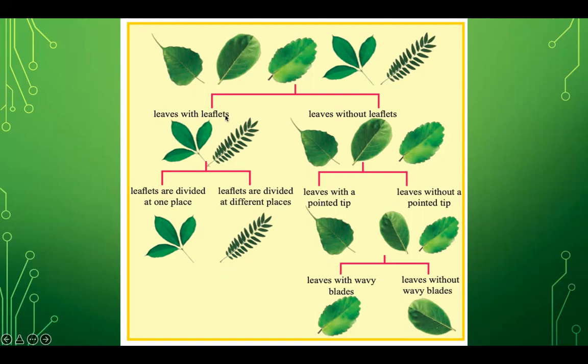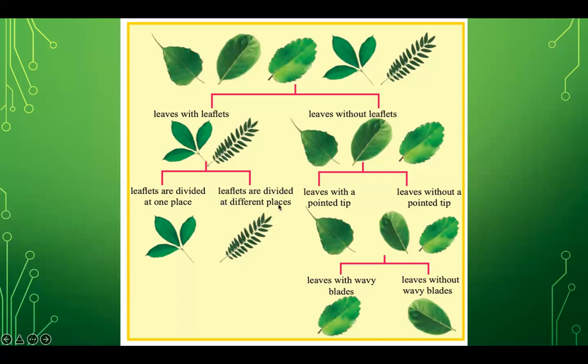So leaves with leaflets, leaves without leaflets. You can divide easily into 2 categories. Leaves with leaflets: here you have 3 leaflets, here you have multiple leaflets. So these 2 are leaves with leaflets. The other 3 do not have leaflets. So 2 categories. Again, you can divide these leaves by whether the leaflets are divided at one place or in multiple places. You can see the first leaflets are divided at a single place. In this one, the small leaf parts, the leaflets, are divided in different places.